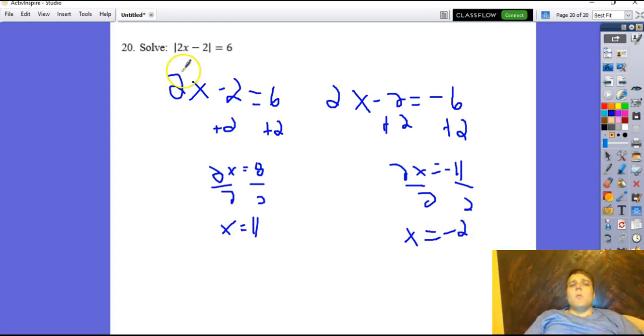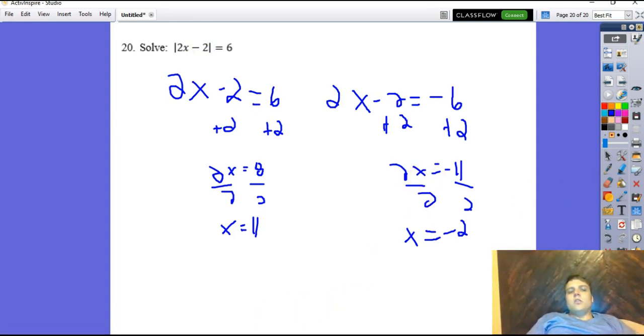And of course, you can always take a moment and plug these in to double check. So take a moment and plug in the 4. You get 2 times 4, which is 8, minus 2. So that gives you 6. And the absolute value of 6 is 6. So try with the negative 2. 2 times negative 2 is negative 4. Negative 4 minus 2 is negative 6. The absolute value of negative 6 is positive 6.